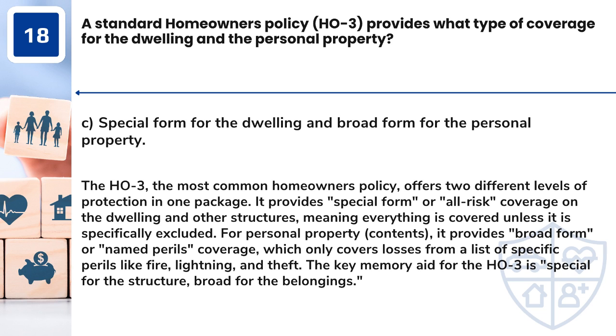Answer: C. Special form for the dwelling and broad form for the personal property. The HO3, the most common homeowners policy, offers two different levels of protection in one package. It provides special form or all-risk coverage on the dwelling and other structures, meaning everything is covered unless it is specifically excluded. For personal property, contents, it provides broad form or named perils coverage, which only covers losses from a list of specific perils like fire, lightning, and theft. The key memory aid for the HO3 is special for the structure, broad for the belongings.